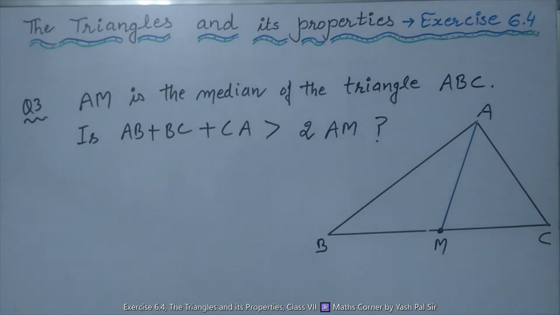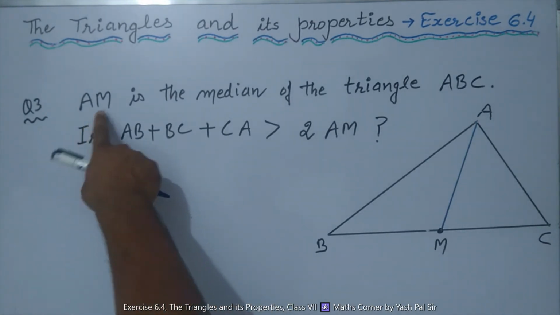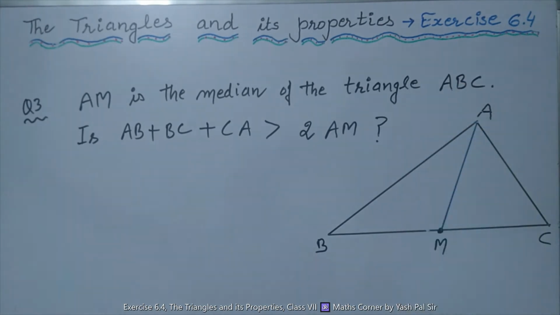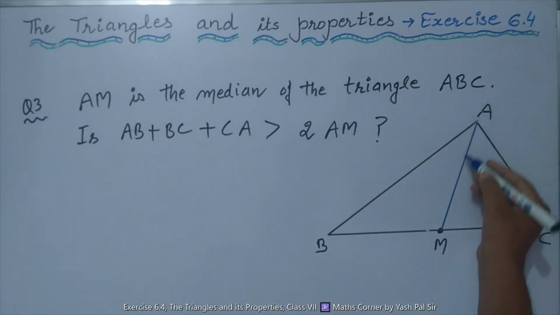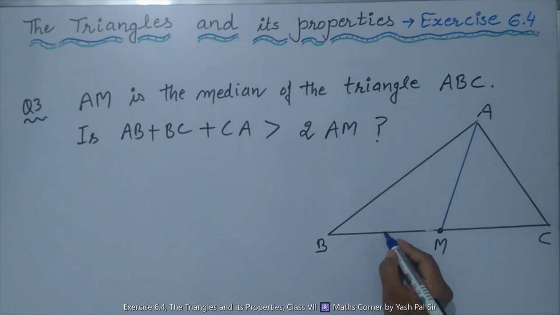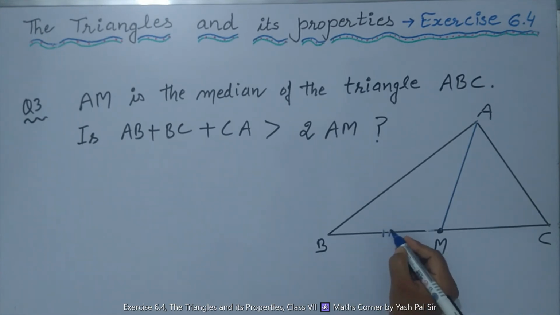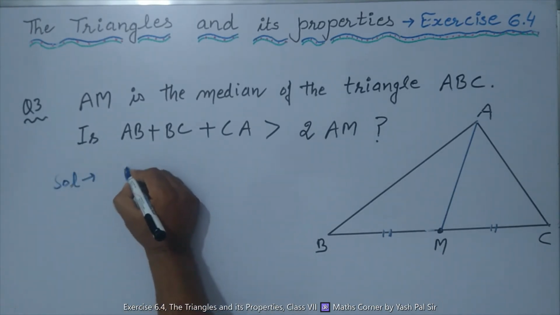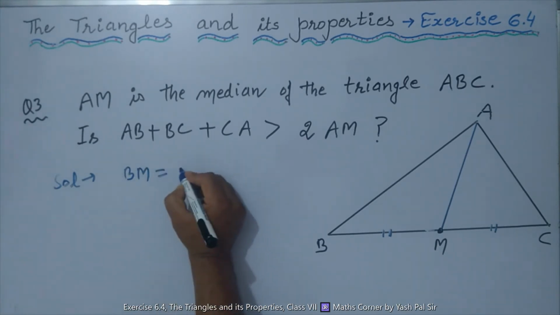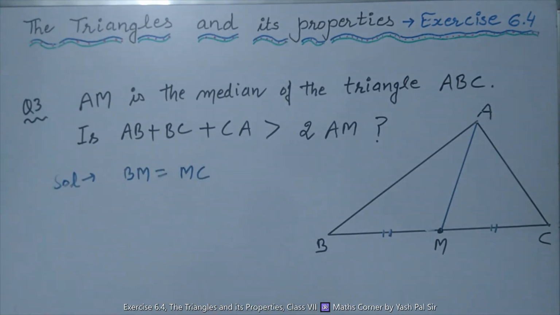Now coming to question number 3. This question is very important from the examination point of view also. Question is, AM is the median of the triangle ABC. So this is the triangle ABC. AM is the median. This means BM, this side, is equal to MC. So BM is equal to MC, right?